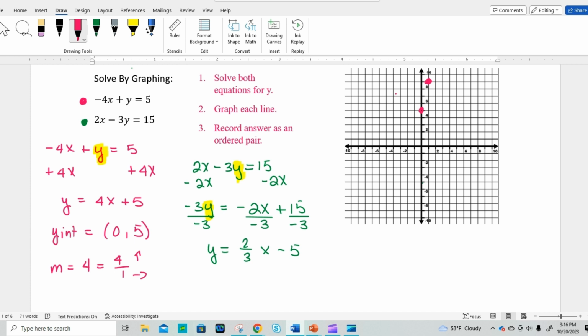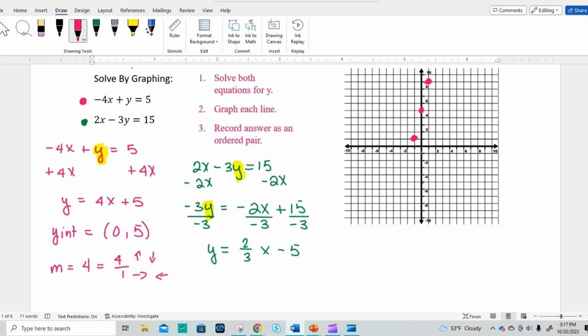So I'm going to use that idea that I can just reverse direction. So instead of going up 4 units, I'm going to come down 4 units. Instead of going 1 unit to the right, I'm going to go 1 unit to the left. And I will be drawing the same line. So if I go down 4 units and 1 unit left, there's my next point, and it's directly in line with the other two.